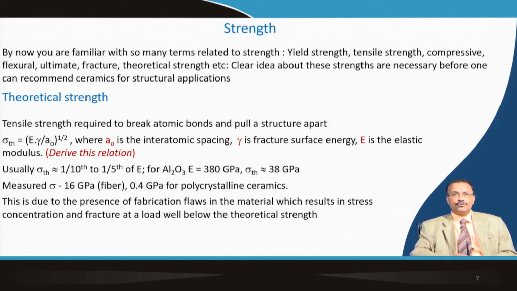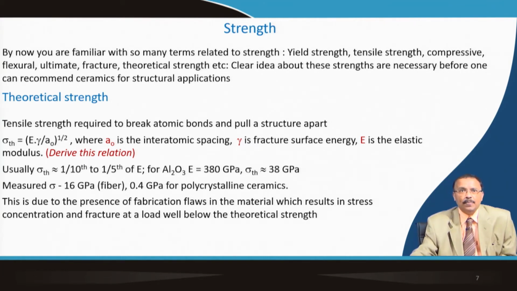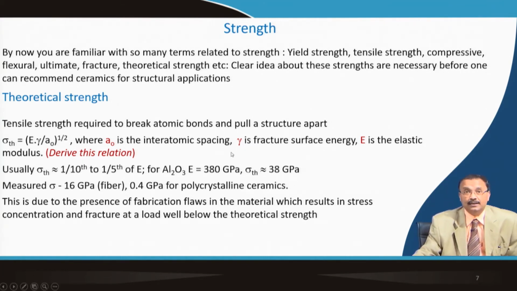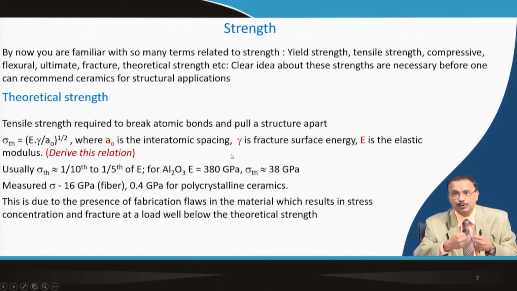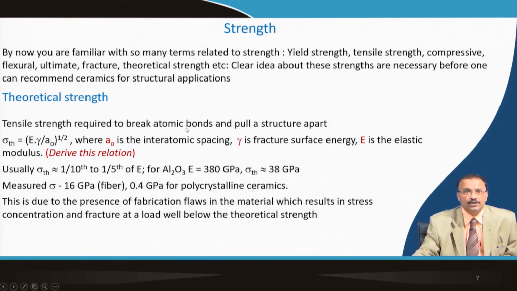Theoretical strength is basically the strength required to break the atomic bonds and pull the structure apart. Theoretical strength is related to elastic modulus, and once two surfaces are created, the surface energy is part of this equation. It depends on the interatomic spacing, defined as a0. This relation can be derived from first principles, so try to derive it to estimate the theoretical strength of a ceramic material.